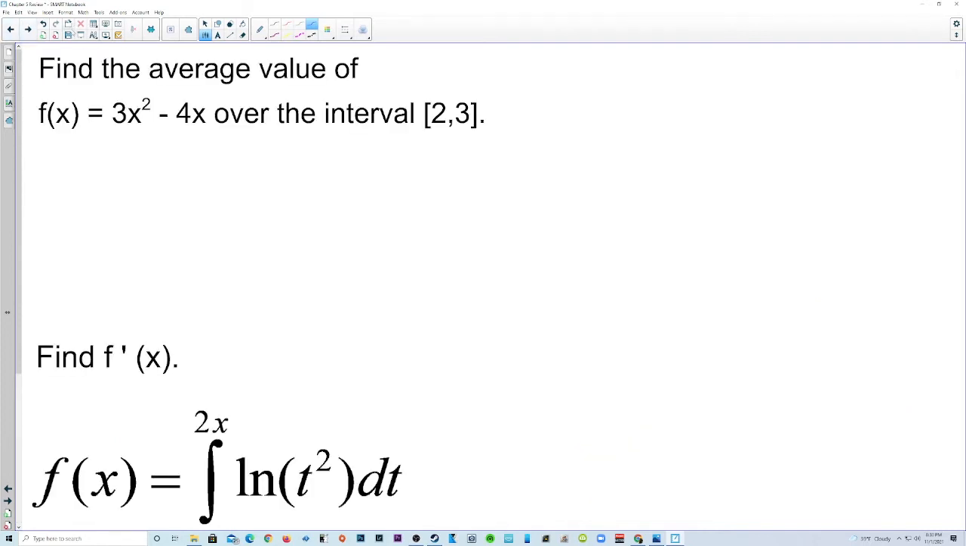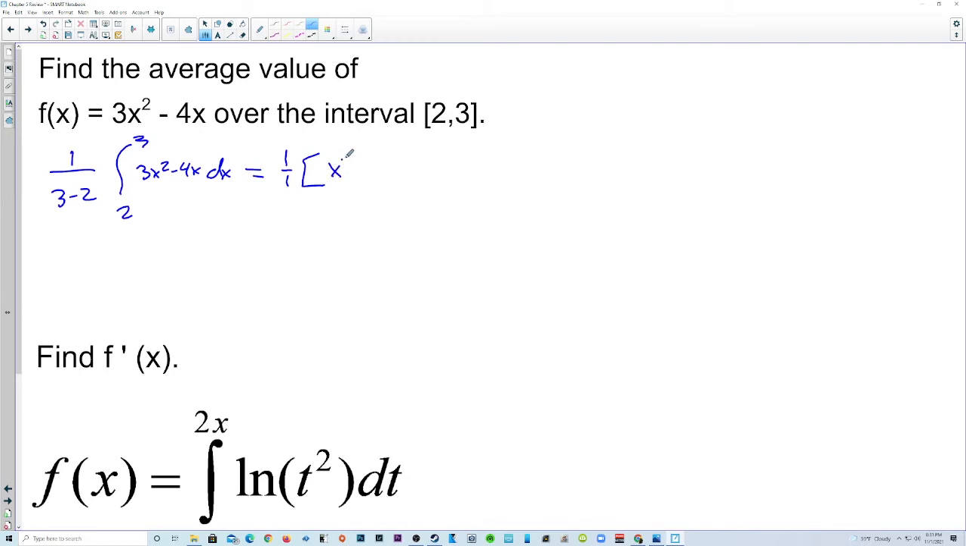Find the average value of this function over the interval 2 to 3. So we're going to multiply by 1 over 3 minus 2, so in other words 1. Then integrate from 2 to 3 of 3x squared minus 4x dx. And that's 1 over 1, or we're going to end up multiplying by 1, but I at least considered it.